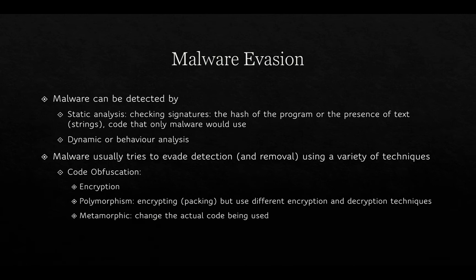Malware evasion. Malware can be detected in a couple of different ways. One is through static analysis, a process whereby the antivirus or anti-malware software will take a hash of a program and look for the presence of text, like strings, for example, and potentially through reverse engineering look for particular code that only malware would use. So the purpose is to try to identify software as being malware.